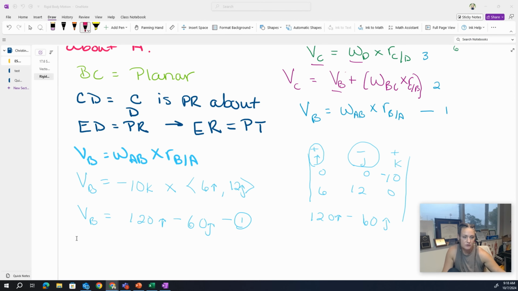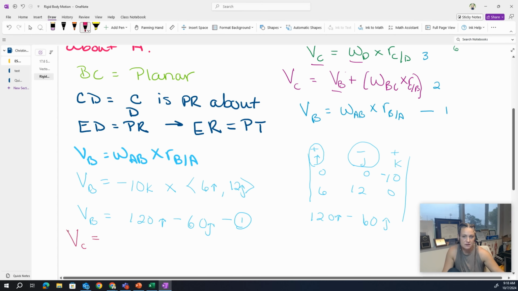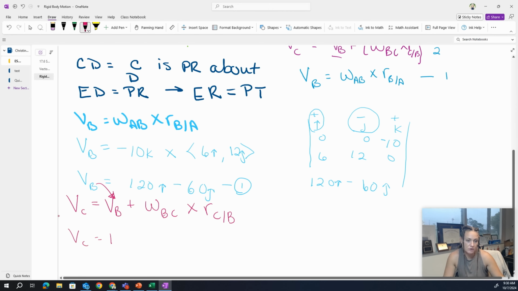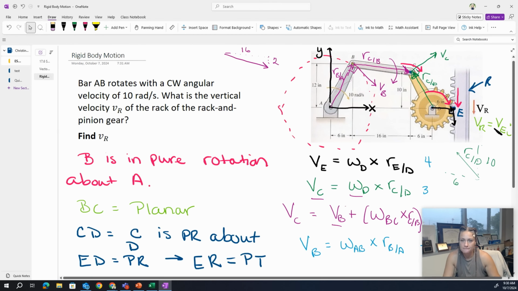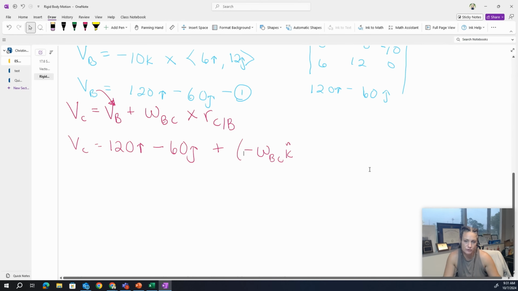Okay, let's go ahead and do our VC equation. Our VC equation is going to be VC equals VB plus omega BC cross RC with respect to B. VB, just plug in here. So that makes VC equals 120I minus 60J. Plus, I don't know the magnitude of omega BC, but I do know that it's in the K direction, and I also know that it's in the clockwise direction. I know that because this is moving this way, and this would have to be pushing down in order for this to be rotating. So I kind of do know the direction of that.